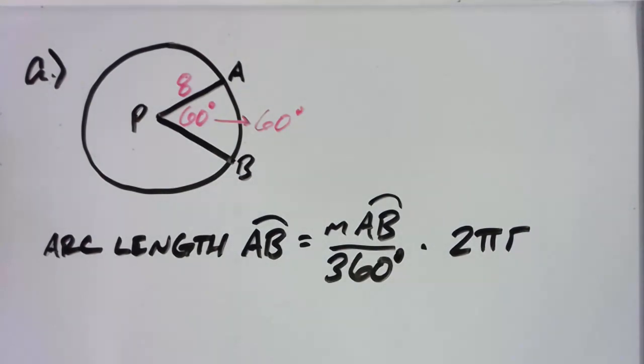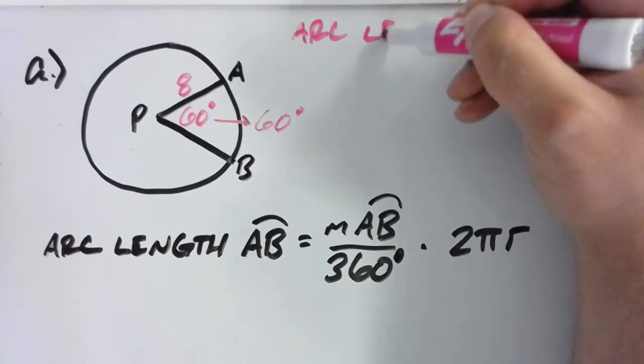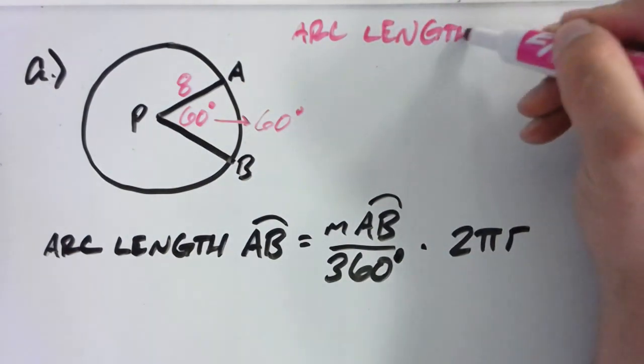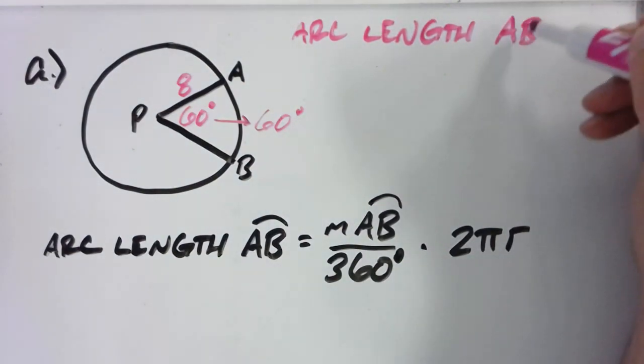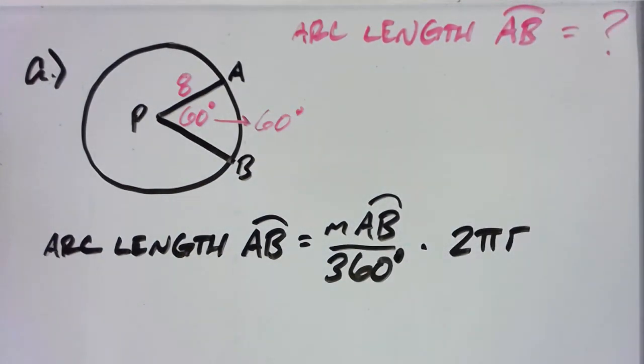And in this problem, we are asked for the following. They want the arc length. They want the arc length of arc AB. This is our question mark. This is the piece we're being asked for here, based on the information in the diagram.